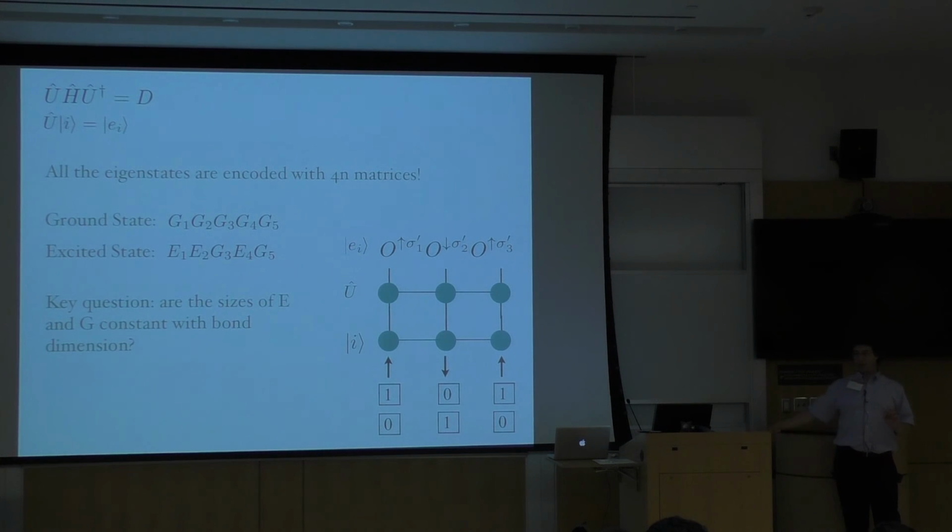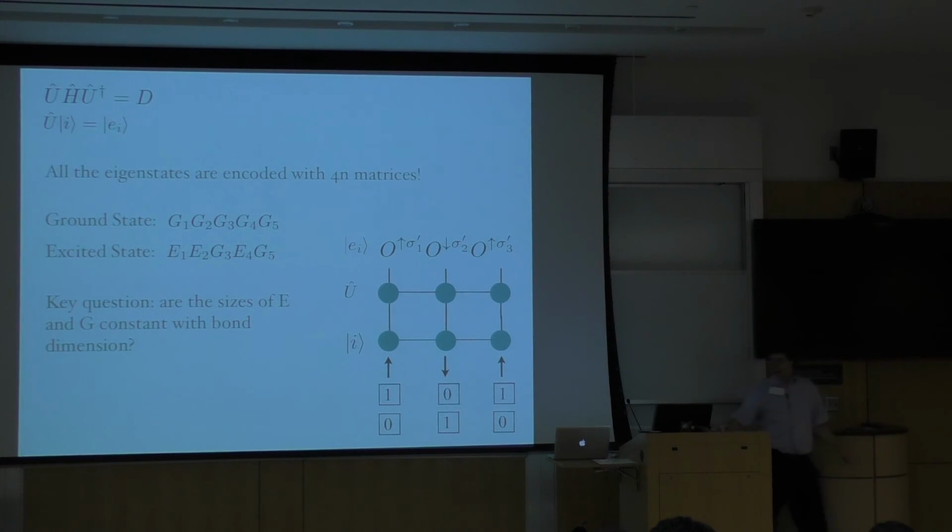Okay, and I've said nothing at all yet about many-body localized phases. The statement up to this point is true for all eigenstates, for all Hamiltonians. Now, what you should care about is how big these matrices get, because that's what I've shoved under the rug.